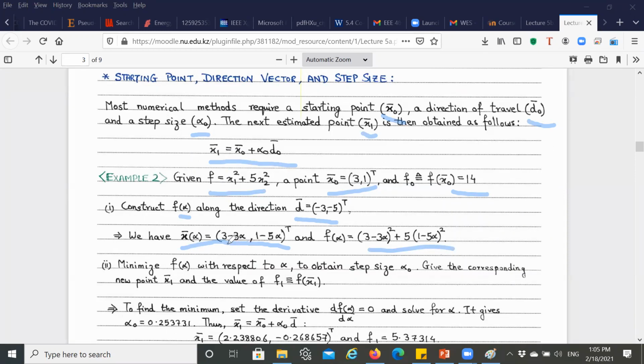So now I have a new point in terms of alpha, and I have the functional value at that point. Now what I want to do is minimize this, right? I want this to be minimum as compared to this point. Am I right, guys?